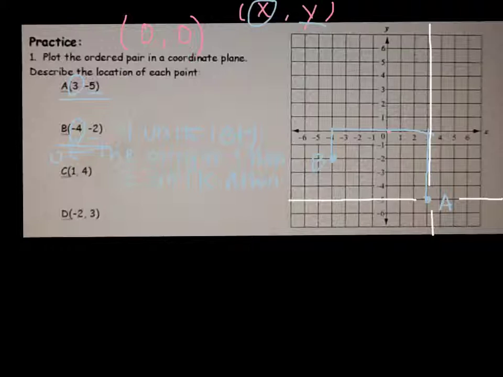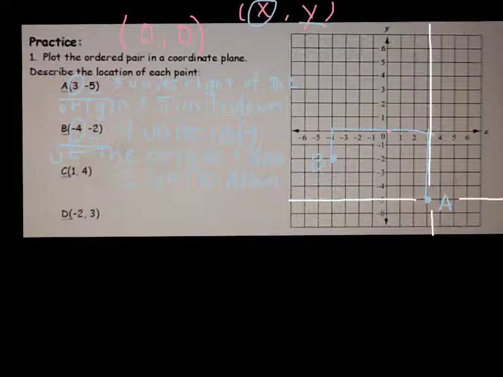For the first one, 3, -5, I first went 3 units right of the origin. And then once I got there, I went 5 units down. If you're feeling pretty confident about how this works, go ahead and move on to the next letter C on your own. Pause the video and then watch to see if your point matches up. Otherwise, feel free to watch as I go through another example.